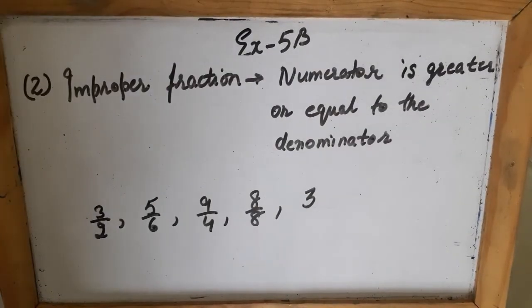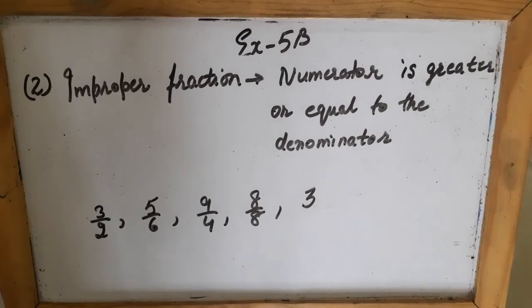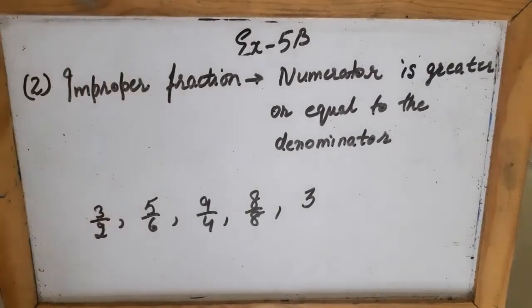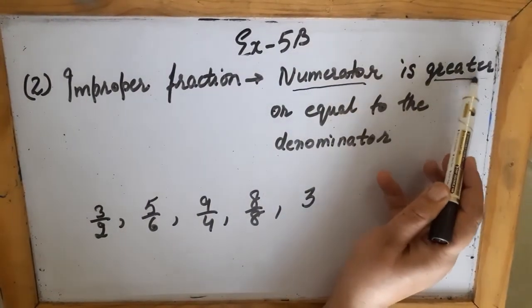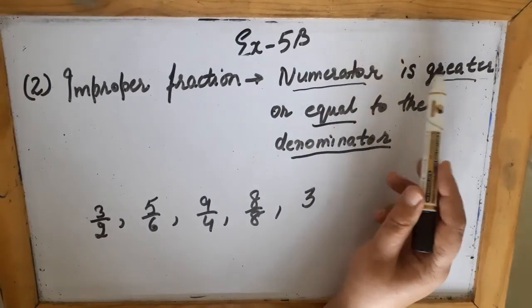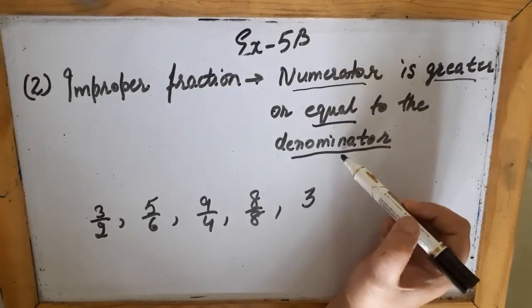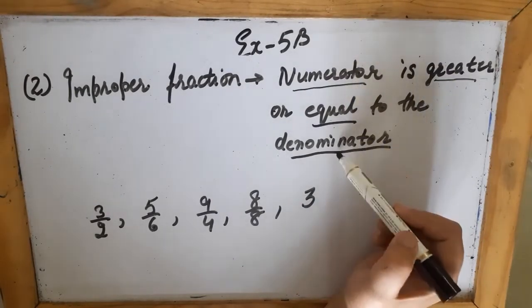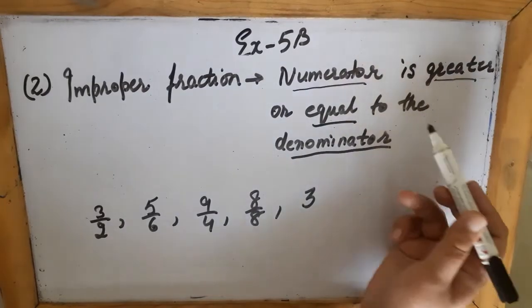Now the next question says, they have given you some fractions and are asking you to find out which are improper fractions. Now what are improper fractions? Improper fractions are those in which the numerator is bigger than or equal to the denominator. Either the numerator is greater than the denominator, or it is equal to the denominator, then those fractions are improper fractions.